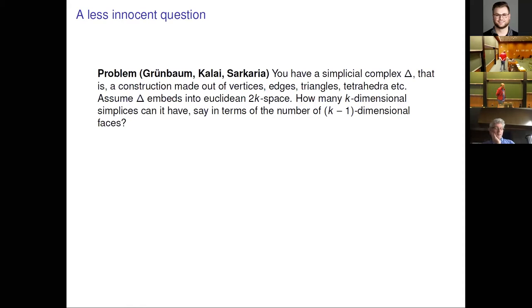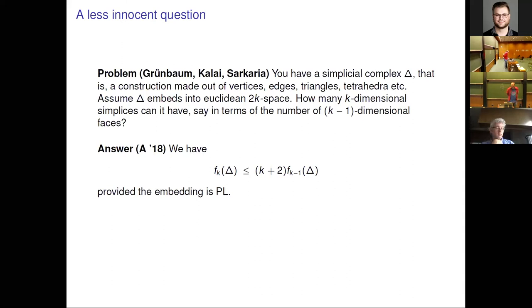And so what can you conjecture? Well, you can try and make it greedy again, right? So you start with the tetrahedron that you put into R^4, and then you add another vertex and draw as many triangles as you can. And you can ask, how many k-dimensional faces can you have? Naturally, what you come to is that, again, it seems to be linear. And this is the answer I'm going to present today, with a caveat. So I'm saying that the number of k-faces of Delta is at most k plus 2 times the number of (k minus 1)-faces of Delta, provided the embedding is sufficiently nice.